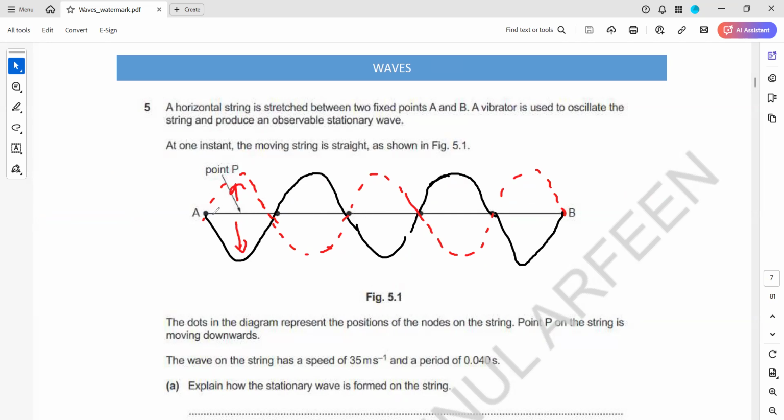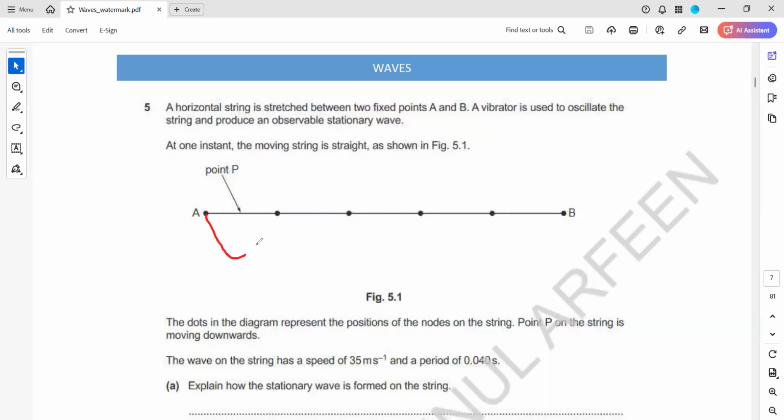But the string itself cannot be at two positions at the same time. Either it will be down, or it will be up, or it will be at the center when we are observing. So if they ask to sketch the quarter of the cycle and the point P is moving downward, as they mentioned, this will be the new position. Is it clear? This is the sketch. Does anyone have a doubt or a question in this? Okay.